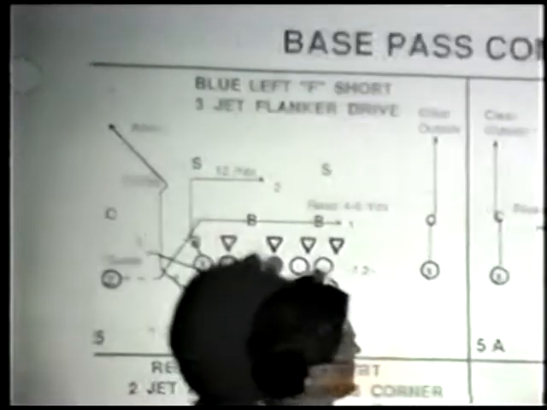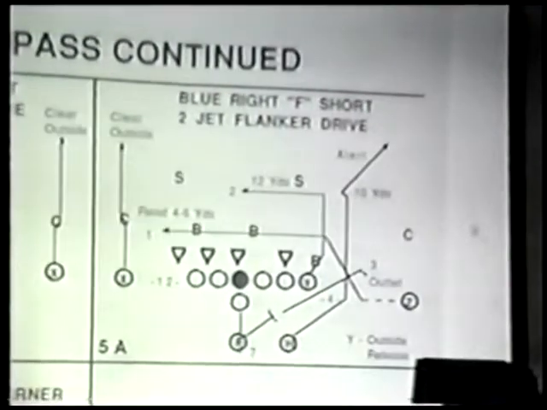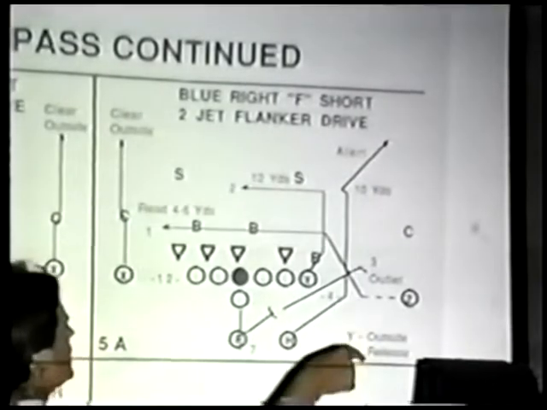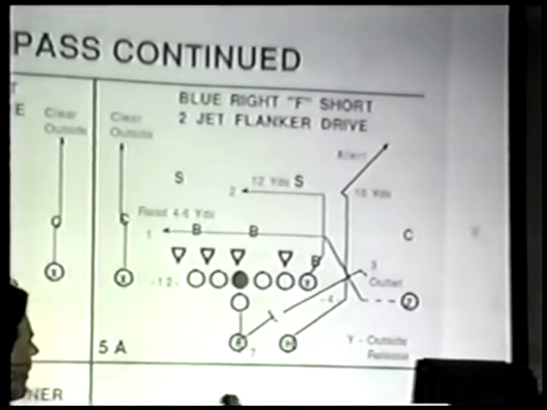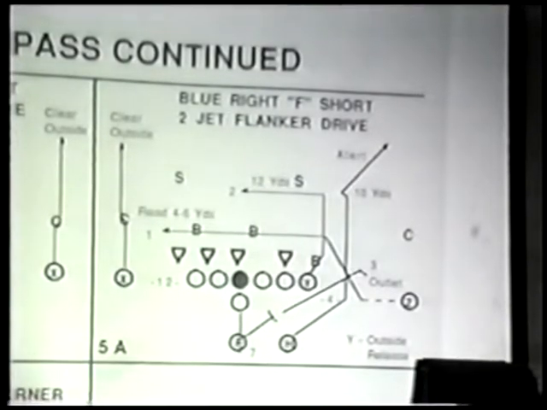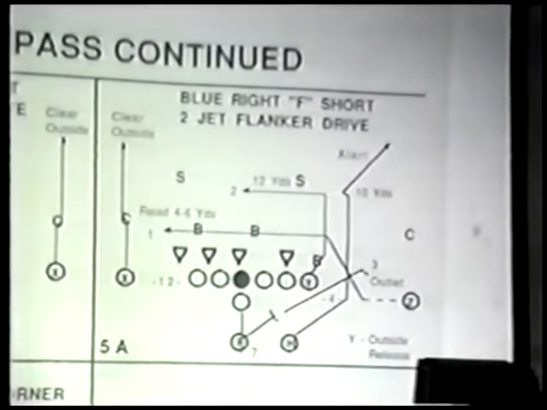Blue right, F short, 2 jet flanker drive. That's how it looks when you flip it, right? Blue right, F short, 2 jet. Line will slide this way. The back will check 1, 2. All right? Now, on ZN, the hot is what? The fullback, isn't it? On flanker drive, the hot now is a quick throw.